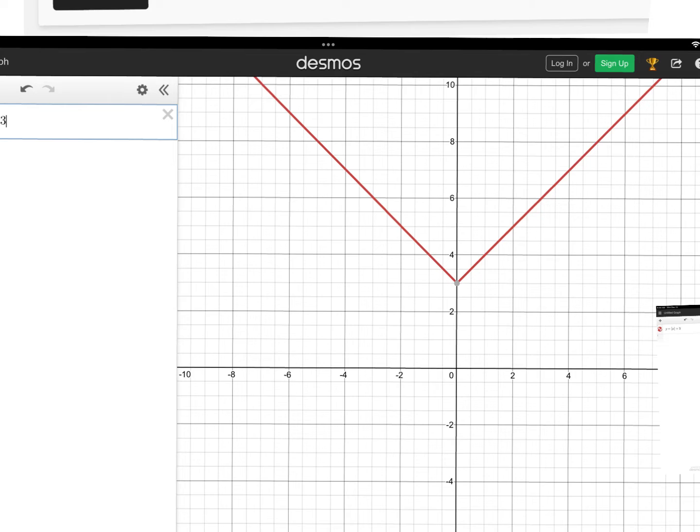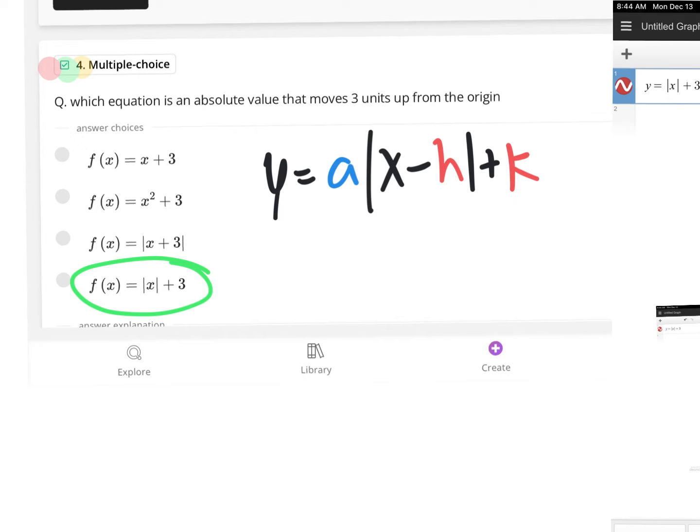Right now, I want to pause the video. Why don't you try graphing on Desmos y equals absolute value of x, close absolute value, plus 3. See if you can get to this graph. Obviously, I don't want you to use Desmos on this one. It's too easy, right? You should know the form y equals a, inside of the absolute values there's the x minus h, plus k on the outside. This is your up and down shift. This is your left and right shift, but you've got to think opposite of what you see. Let's move on.